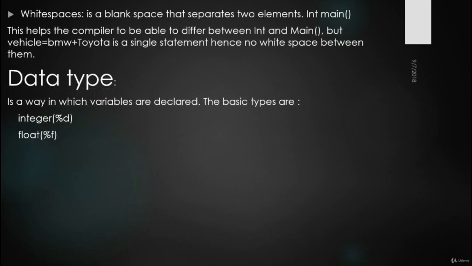We also have something called white spaces. It's a blank space that separates two elements. For instance, int main. We have a space between the int and main, and that differentiates between these two elements. So white spaces help the compiler differentiate between int and main.